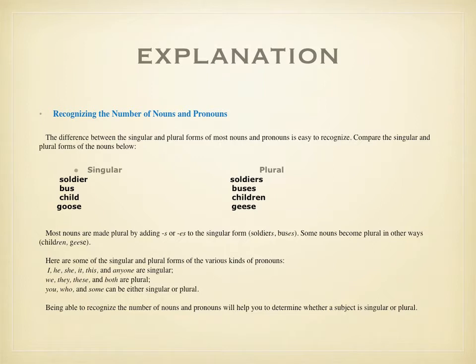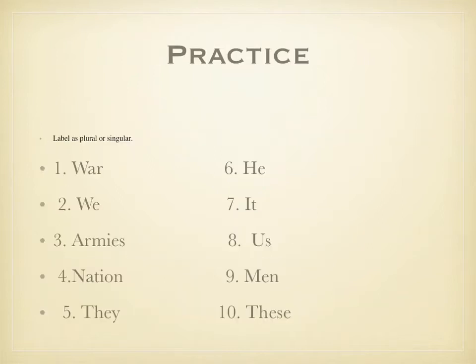If we look further down the page, there are some pronouns that are listed there. Singular pronouns are I, he, she, it, this, and anyone. We, they, these, both are plural. You, who, and some can be either singular or plural. Being able to recognize the number that the noun or the pronoun is using is where you start when you're working on subject-verb agreement. Let's practice a little bit here.